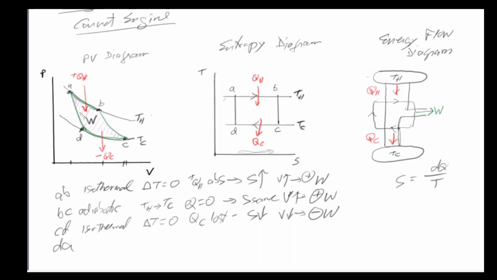And lastly, we go from D back to A for one full cycle. And that's adiabatic again, because our Q is the same. There's no increase or loss of energy in the form of heat. Our temperature goes from Tc to Th. And since Q is the same, that means S is the same. And again, our volume is going down from volume at D to volume at A. So volume is decreasing, so we get negative work again.